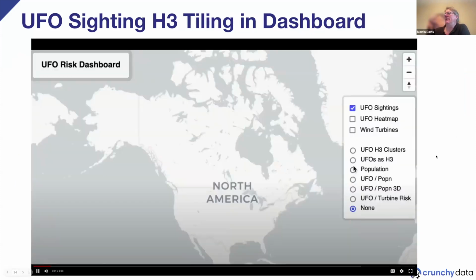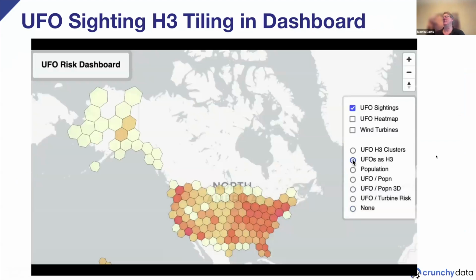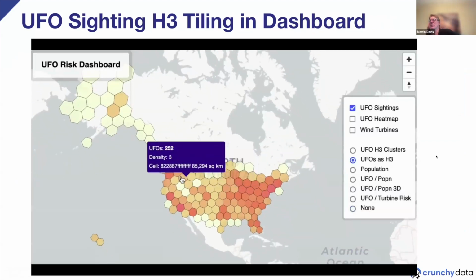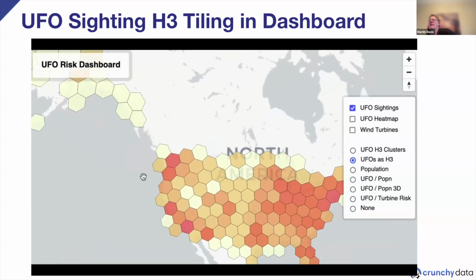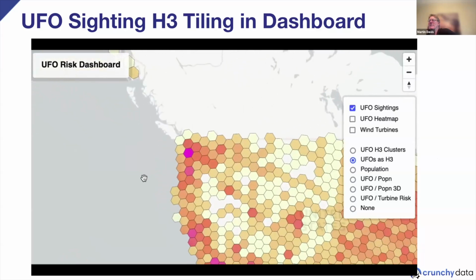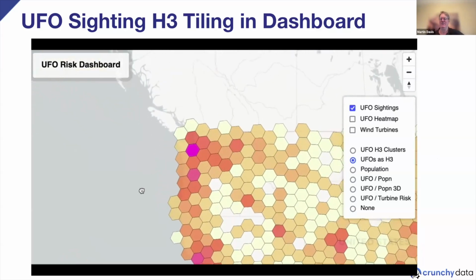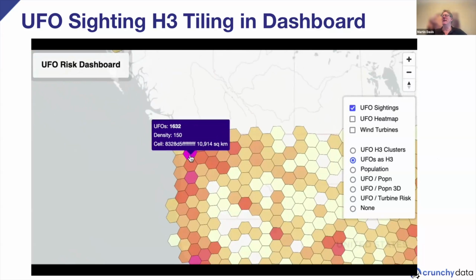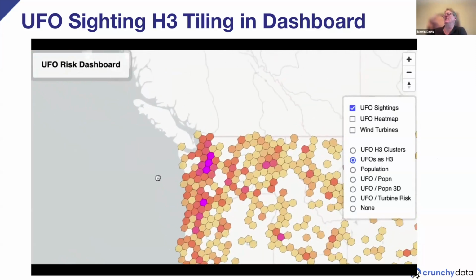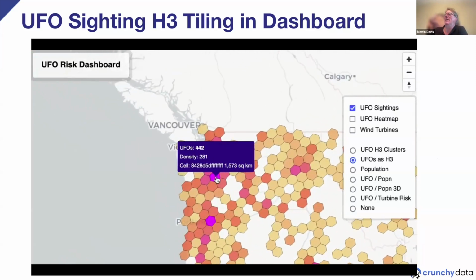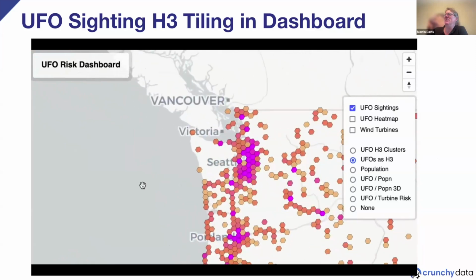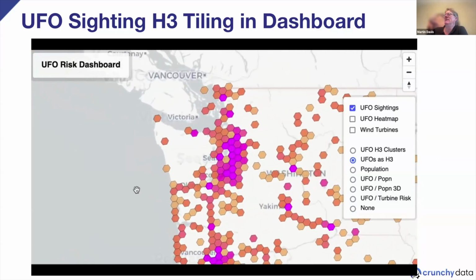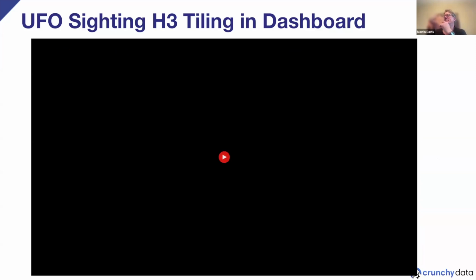So this is an MVT layer in the dashboard being shown by MapLibre. And it's zoom dependent. As we zoom in, we choose a higher H3 resolution, and we get denser hexagons. And the styling is all done in MapLibre, of course, so you have a lot of flexibility with that.